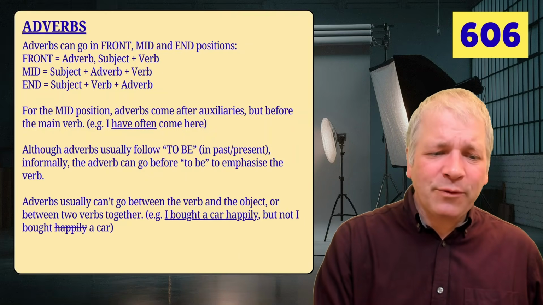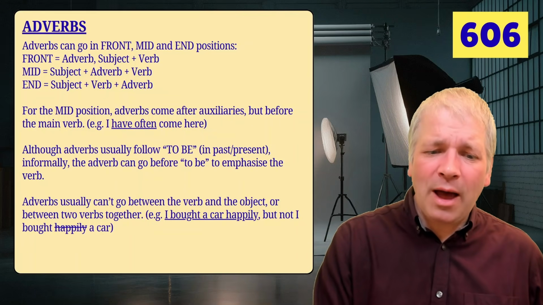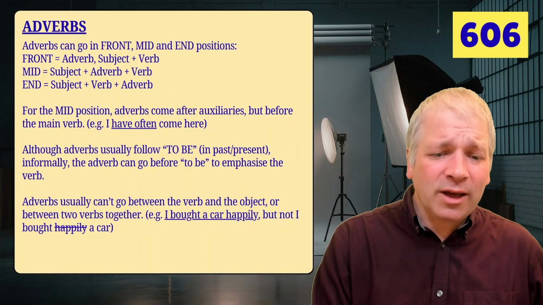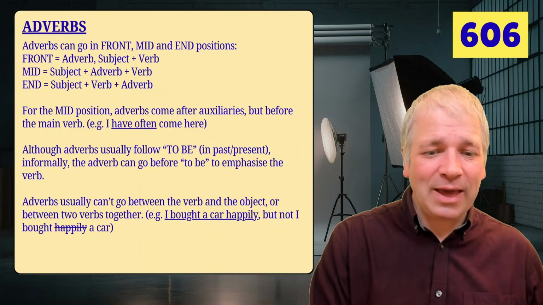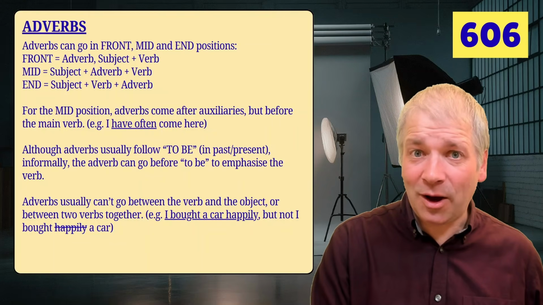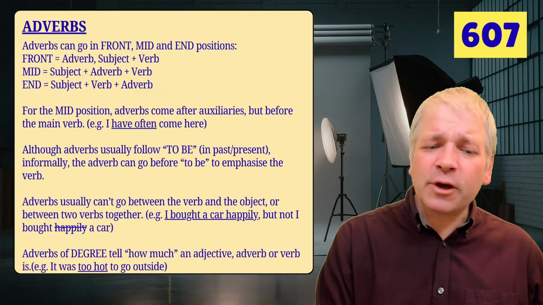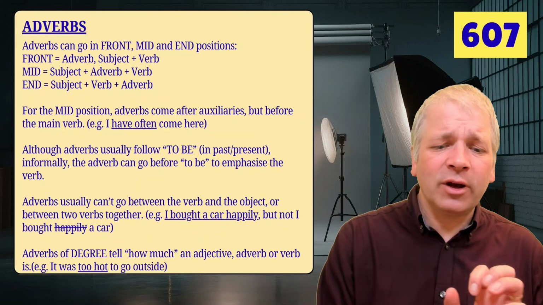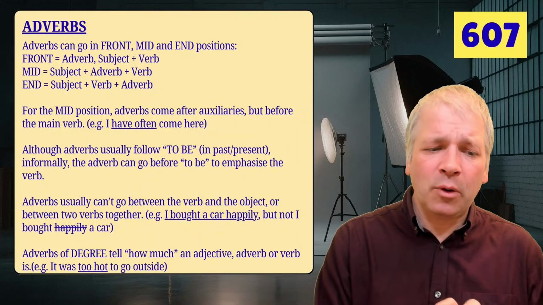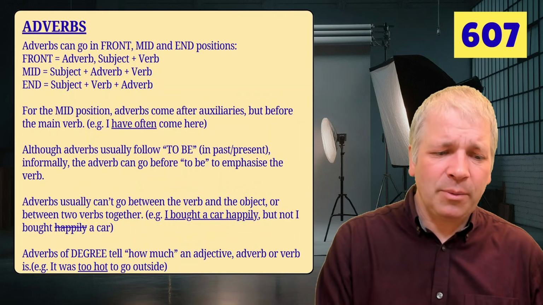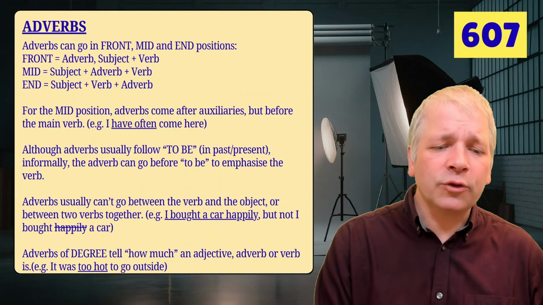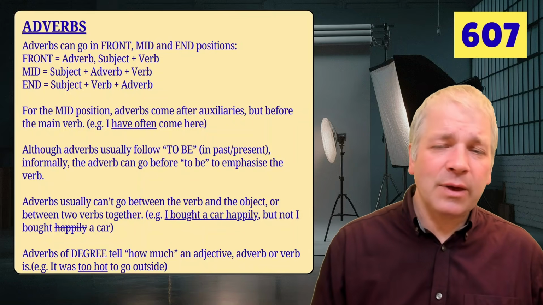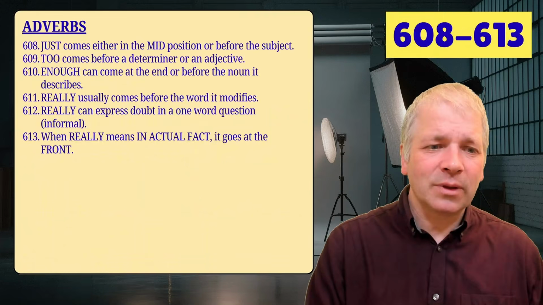Adverbs usually can't go between the verb and the object, or between two verbs together. So I bought a car happily is fine because happily's at the end, but not I bought happily a car. Adverbs of degree. These tell how much an adjective, adverb, or verb is. For example, it was too hot to go outside. So here, too is telling us the amount of heat.